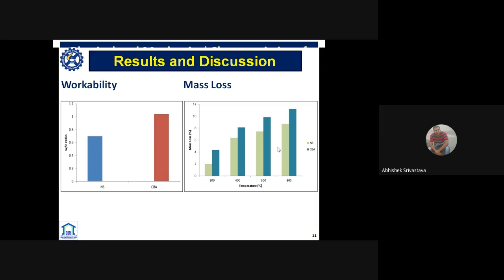Now this graph shows the mass loss results, and you can observe that at 200 degrees Celsius, the mass loss ranges from 2.1% to 4.35%. This mass loss occurred due to elimination of free water present in the voids of the specimen. CBA mortar shows a higher mass loss due to greater water content. At 400 degrees Celsius, the mass loss is attributed to the commencement of dehydration of calcium hydroxide and CSH, and elimination of chemical water. At 600 to 800 degrees Celsius, that is at higher elevated temperature, mass loss is due to decomposition of calcium hydroxide and calcium silicate hydrate. These are the hydration products.